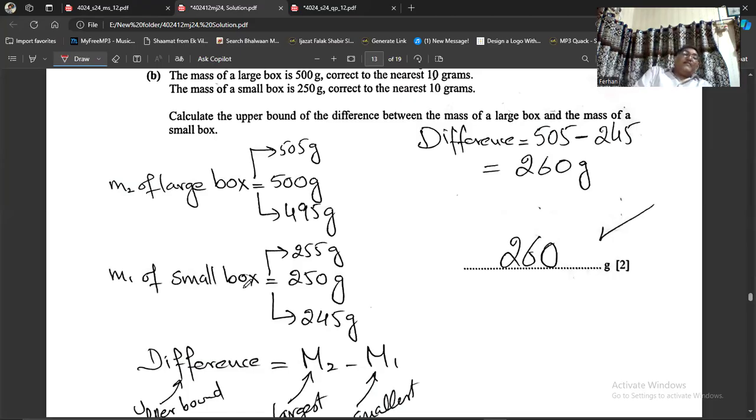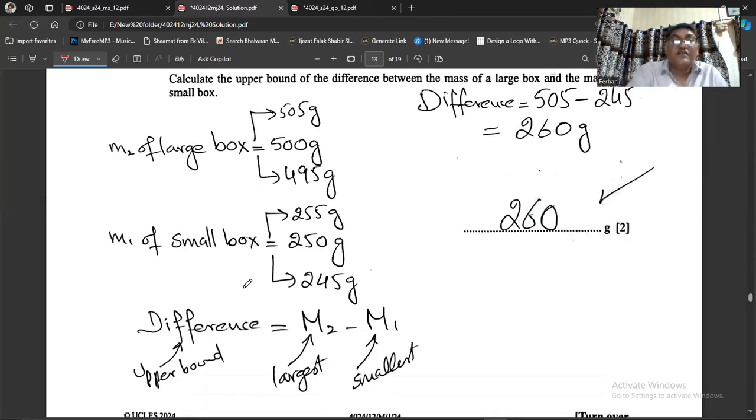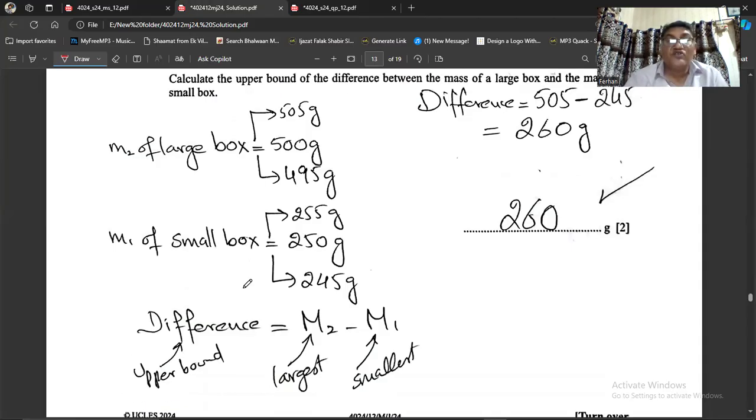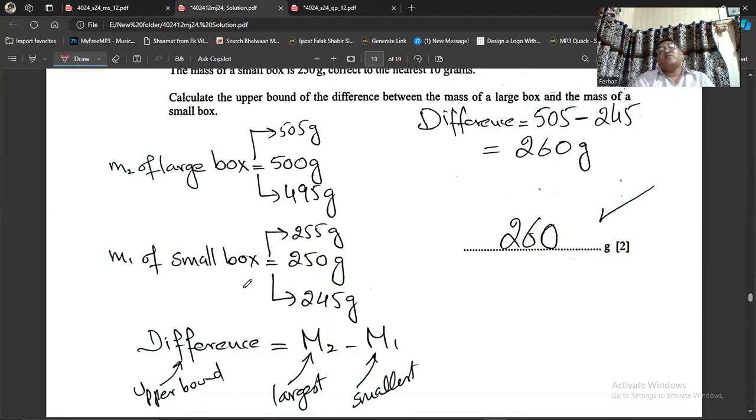Then we have to find the difference between M2 and M1, and we want the largest difference. We want the upper bound of this difference. So if it is a difference, for the upper bound, the M2's largest value and the M1's smallest value should be taken. So 505 minus 245 will be 260 grams.